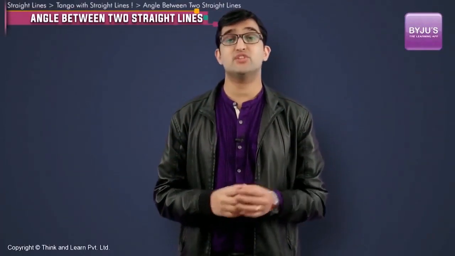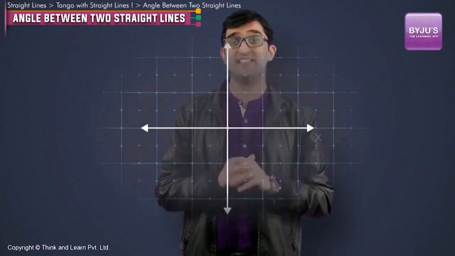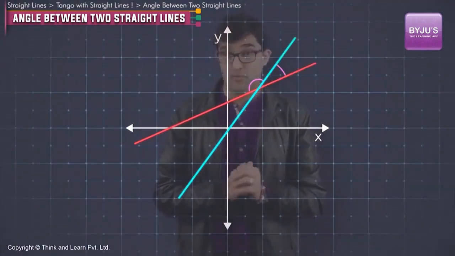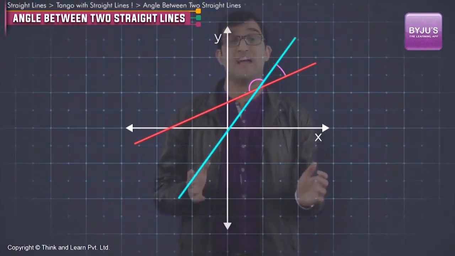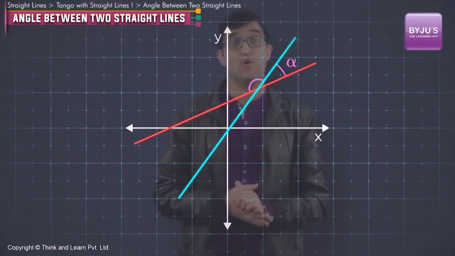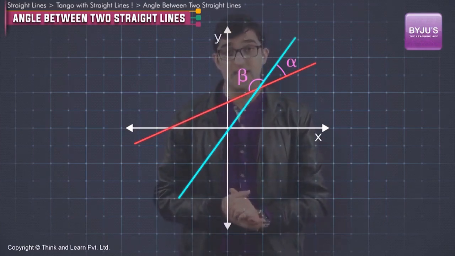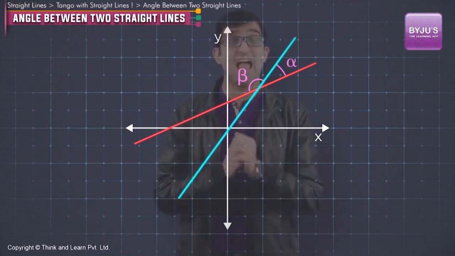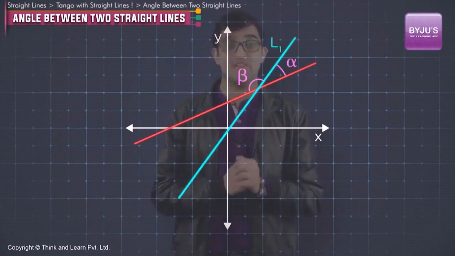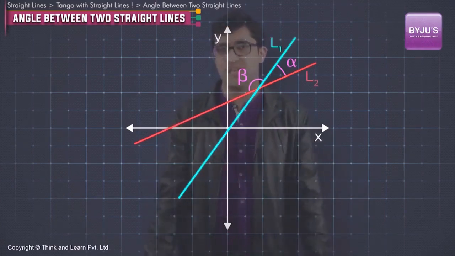Whenever we consider two straight lines on a plane, they either intersect or are parallel. If they do intersect at some point, we can see two angles are formed between them: one acute angle alpha and another an obtuse angle beta. Let's say we want to find this angle between the lines L1 and L2. How do you proceed now?